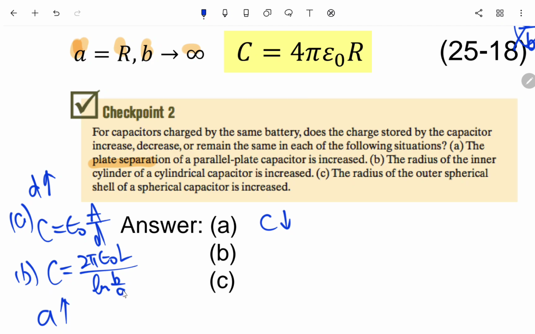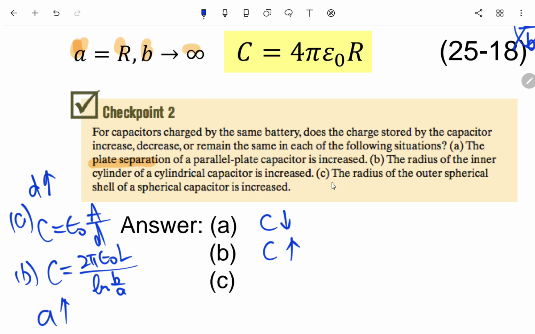For A increase, so B over A decreases, natural log of B over A decreases. So this denominator decreases, so the whole thing increases, right? So you just need to go through it layer by layer. This one increases, this thing decreases, and then increases. So you just assume all the other variables don't change at all.